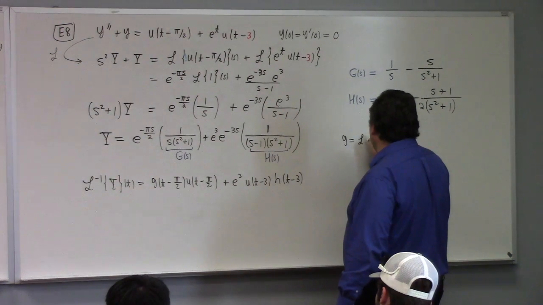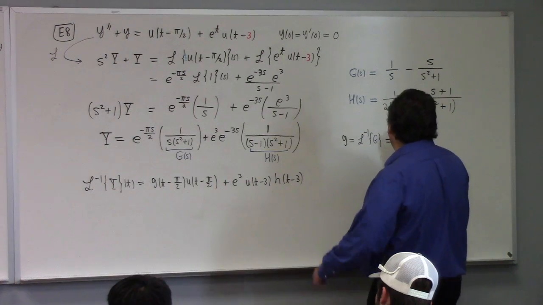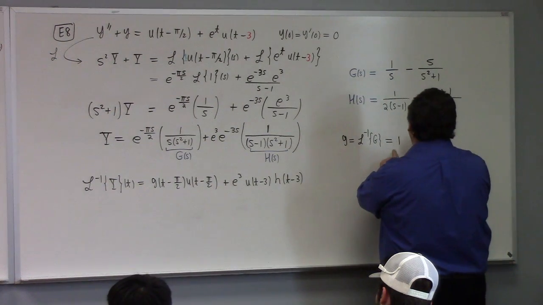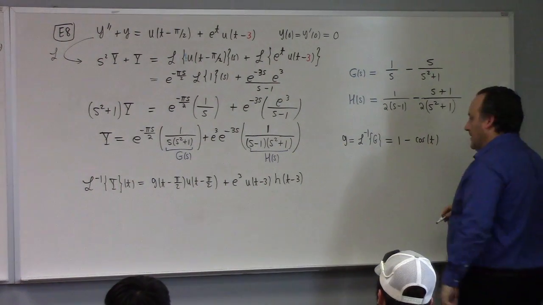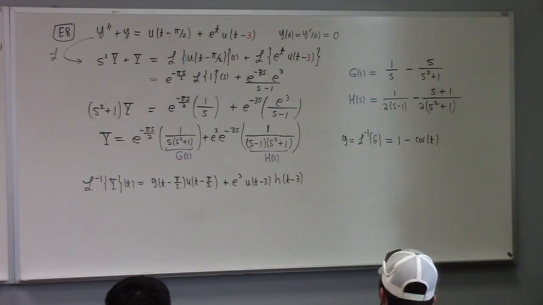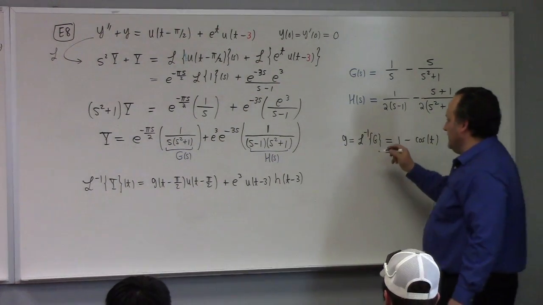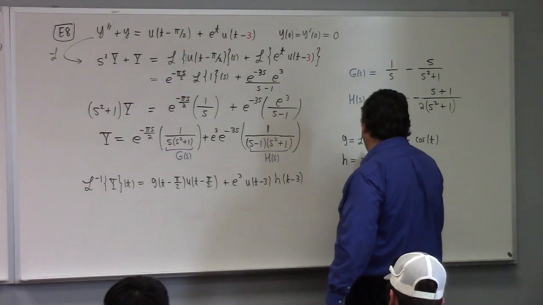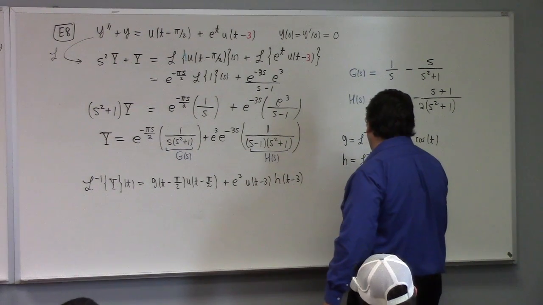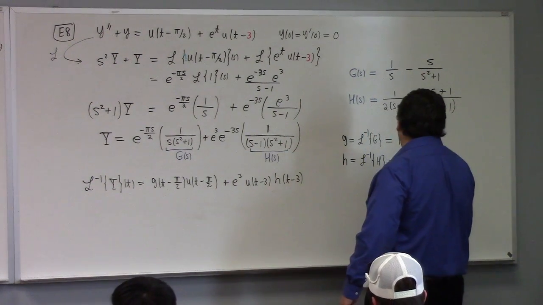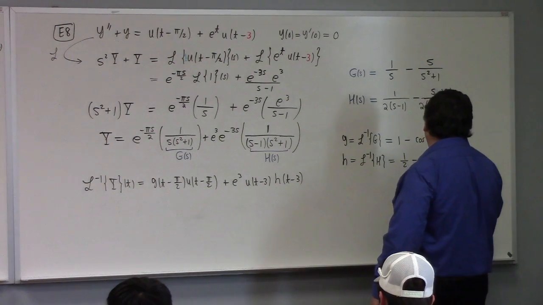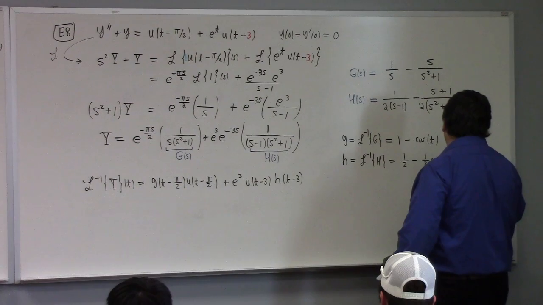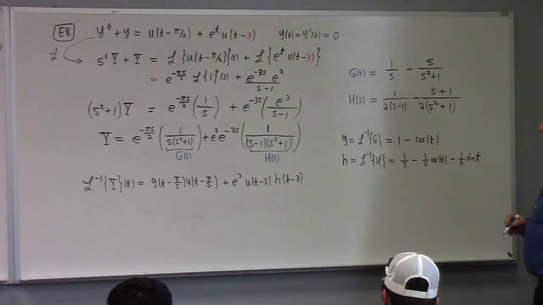Little g is the inverse Laplace transform of big G, right? And looking at this, it's going to be 1 minus cosine t. And what's the inverse Laplace transform of big H? 1/2 minus 1/2 cosine t minus 1/2 sine t. Taking the inverse Laplace transform.